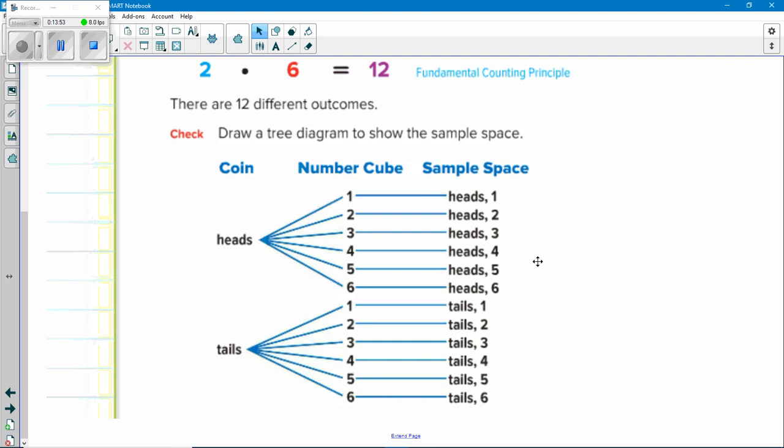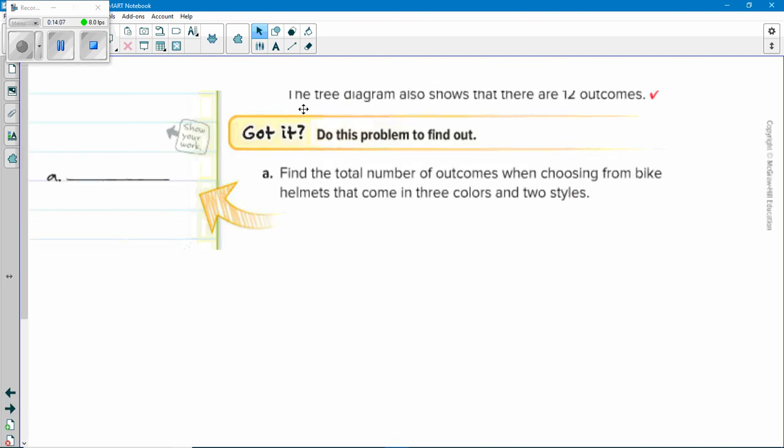Now if I asked you what's the probability of flipping the coin and having it land on heads and getting 3 on the die, well, there's only one way to do that out of 12, so it would be 1 out of 12.